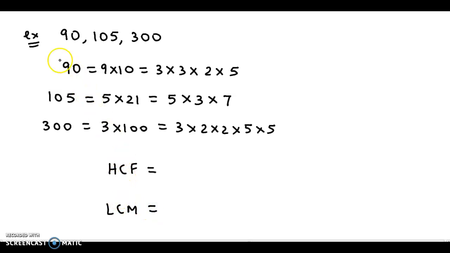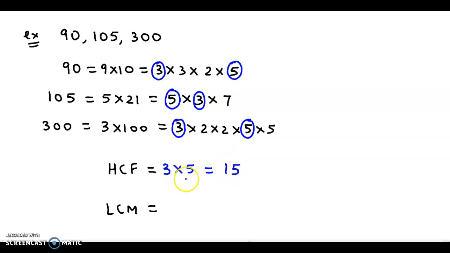So for HCF, it's common in all three. So we have a 3 over here, we have a 3 over here, we have a 3 over here. So it's 3. Any other number which is common in all three? Yes, it's 5. So we have 5, we have 5, and we have a 5 here. So into 5. Any other number common in all three? No. So this would be 15. So HCF is 15.